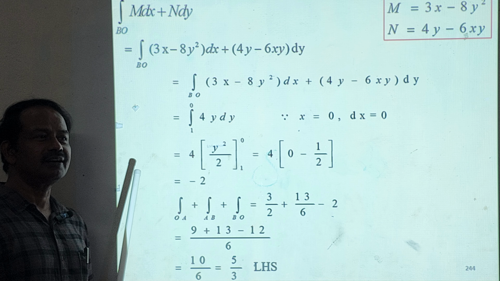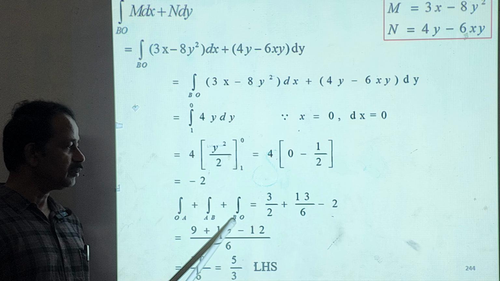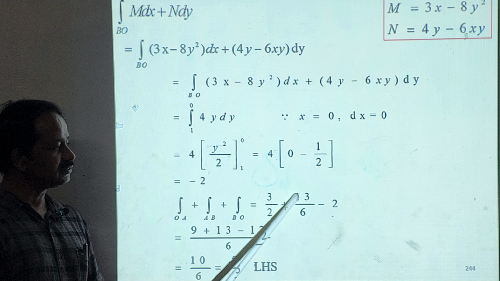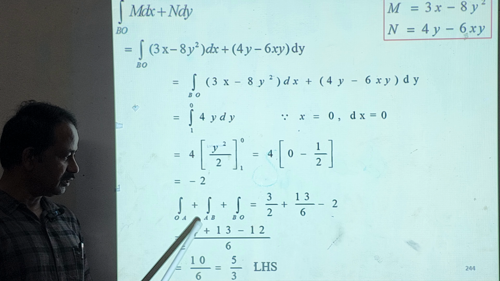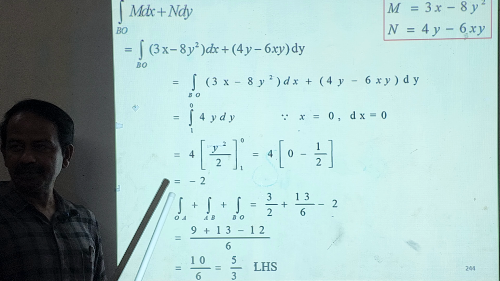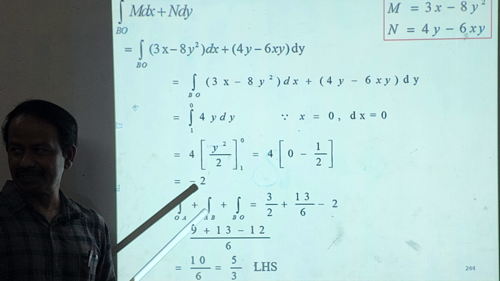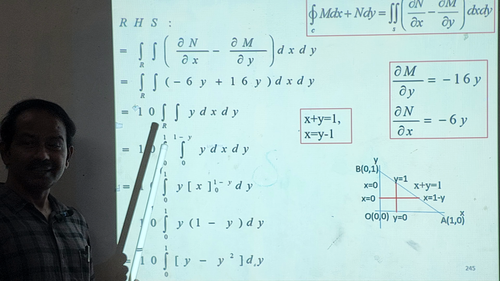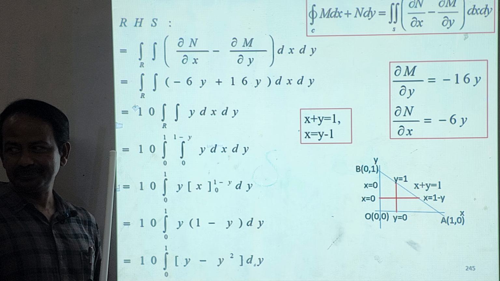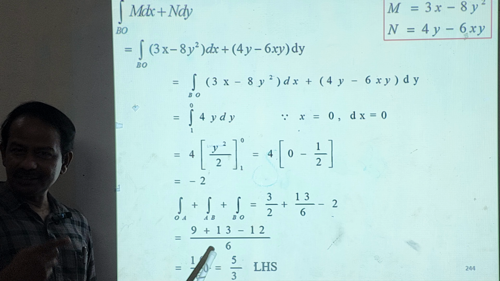So now we will have to add all the line integrals. O to A to B, B to O. So 3 by 2 plus 13 by 6 minus 2. Take the LCM. So that will give you 10 by 6, which is nothing but 5 by 3. So which is the answer for the left hand side, which is the line integral. Now we have to calculate the right hand side, which is the area. So this answer, you just remember, this is 5 by 3. We have to get the same answer.